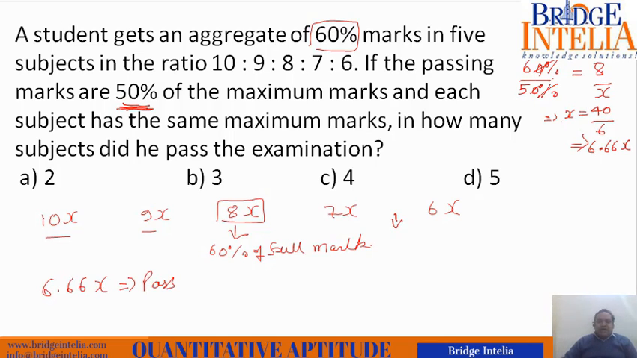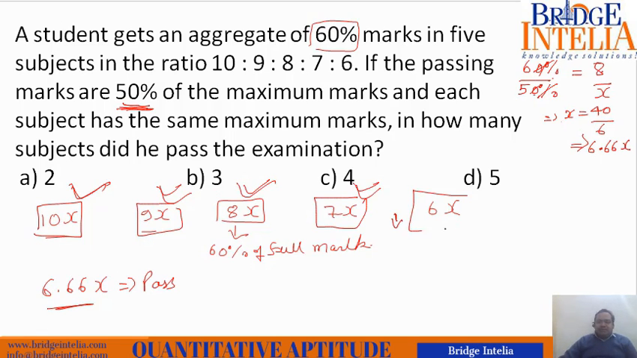So in how many subjects has he passed? In this he has passed more than 6.66x. In this also he has passed. In this also he has passed. In this also he has passed. But in this he has failed because 6x is less than 6.66x. So the question is, in how many subjects did he pass? So 1 plus 2 plus 3 plus 4. So in 4 subjects he managed to pass.